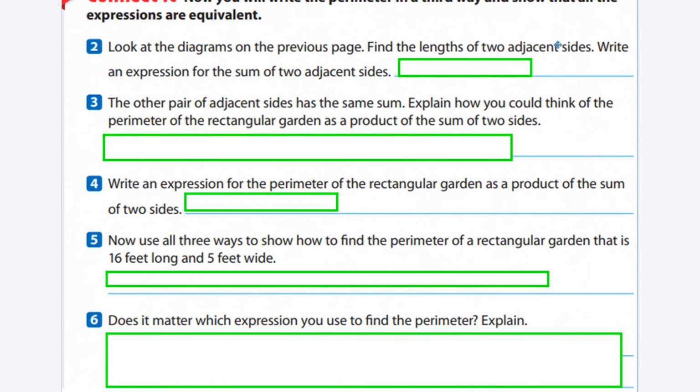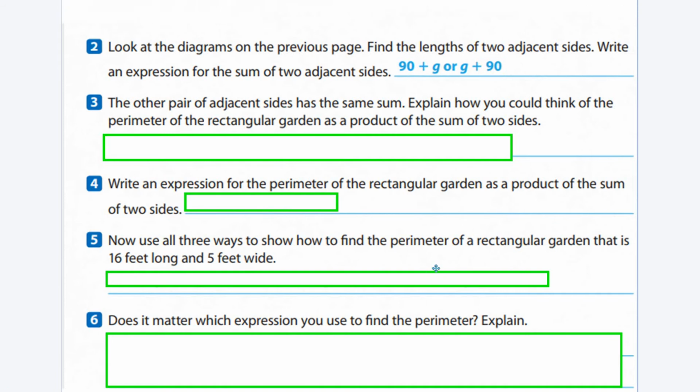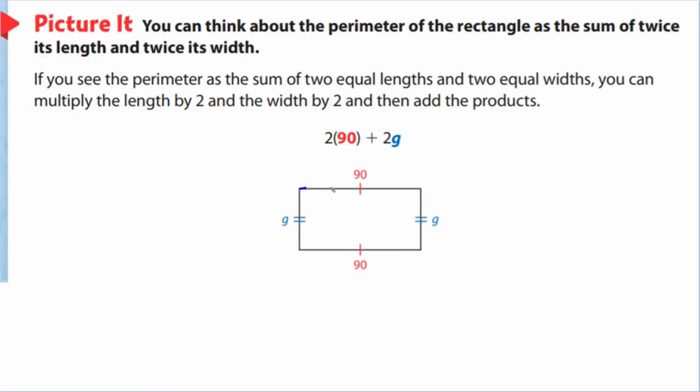Let's look at question 2. Hopefully you got the 90 plus G or G plus 90. And we went over that. So again, it says write an expression for the sum. Sum means the answer to an addition problem of the two adjacent sides. Adjacent means next to each other. So it's 90 plus G or G plus 90. Or the G plus 90, from the other angles too, from the other sides.